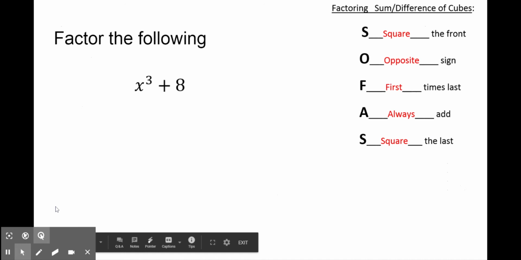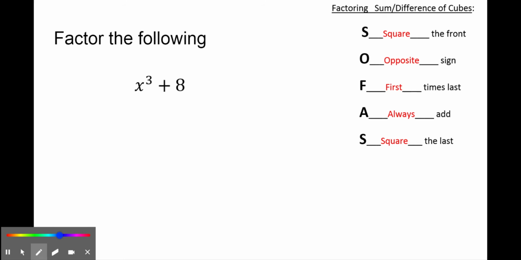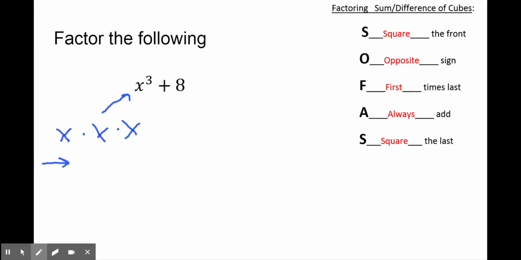Let's take a look at what one of these problems looks like. We'll take x to the third plus 8. Over in the right-hand corner, I put the acronym for you to use. The very first step is to take a look at that first term and find the same letter or number that, when multiplied together, would give you x to the third. We know that x times x times x would give us x to the third, so our front term is going to be the letter x. X multiplied 3 times by itself would give you x to the third.